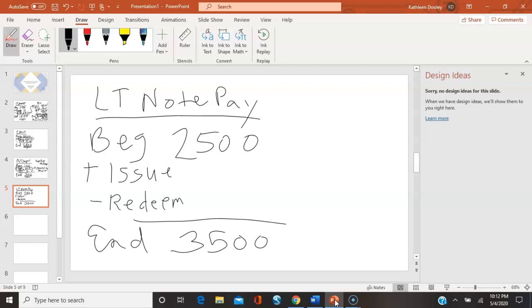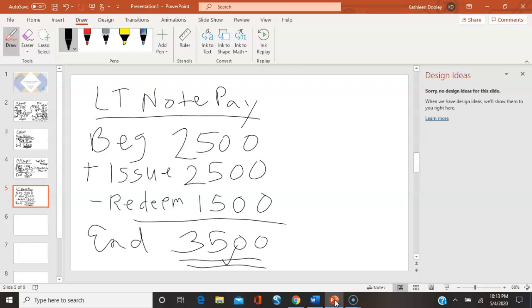Now, we were told in our additional information that we issued a new note for $2,500. So we can put that in the issue part. Now we have to figure out how much we redeemed. If I add the beginning $2,500 plus the new note for $2,500, that's $5,000 total. But at the end of the year I only owe $3,500 to the bank. So I must have paid some. From 5,000 to 3,500 is 1,500, so I must have paid off 1,500 of the old notes. You want to make sure that beginning plus issue, 5,000, minus your 1,500 equals 3,500. Yes, it does. So I can check that off.